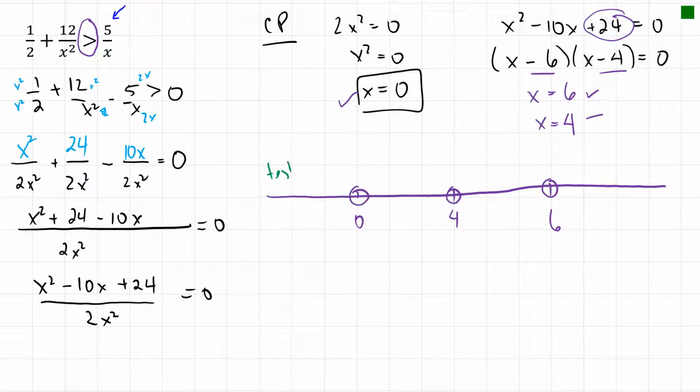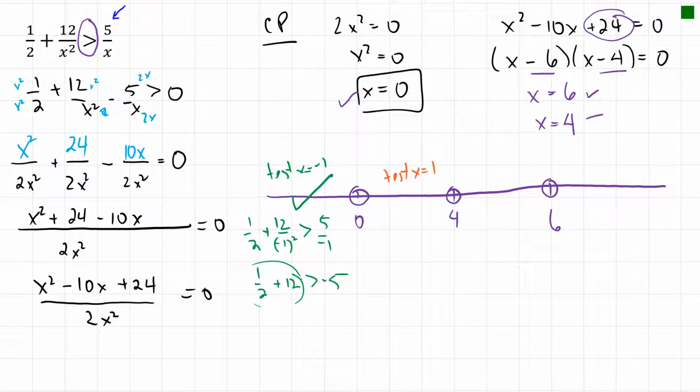Here I'm going to test x equals -1, and I'm going to test it in the original. So 1/2 plus 12 over -1 squared, is that greater than 5 over -1? So that's 1/2 plus 12, is that greater than -5? Well, I think that you don't even need to do the common denominator and adding the fractions. You can see this is a positive number, and it's definitely going to be greater than -5, so this area is true.